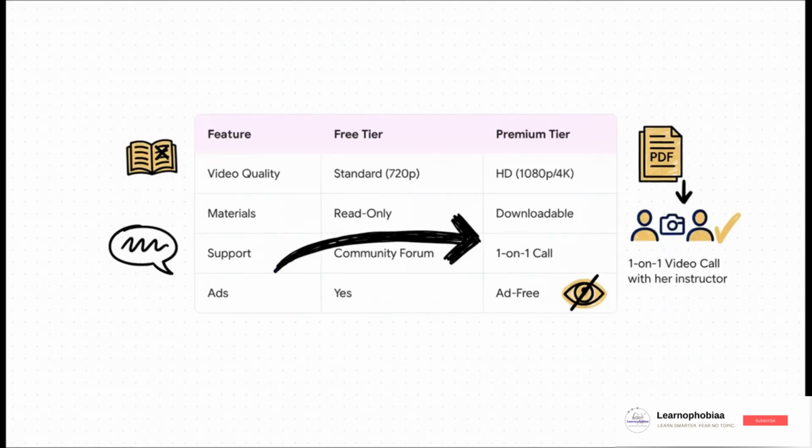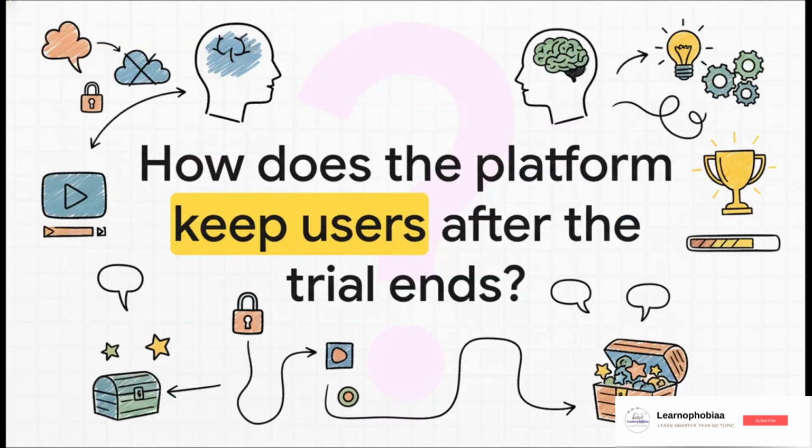This table really breaks it down. It shows exactly what Priya is getting during her trial, and, more importantly, what she's going to lose if she doesn't subscribe. And it's not just about getting rid of ads, right? The blueprint makes the value of premium crystal clear. I mean, look at the jump from just a community forum to a direct one-on-one video call with an actual instructor. That's huge. So, what happens after those 7 days are up?